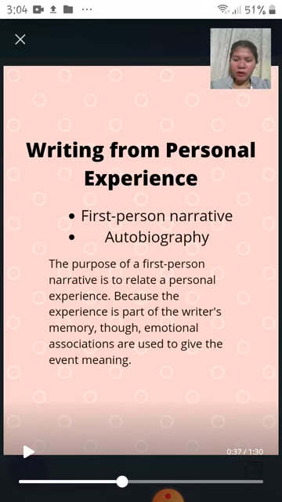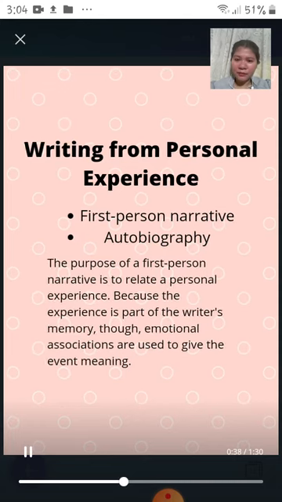An autobiography is an example of writing from personal experience. It uses a first-person point of view and first-person narrative. So the purpose of a first-person narrative is to relate a personal experience because the experience is part of the writer's memory, though emotional associations are used to give the event meaning.